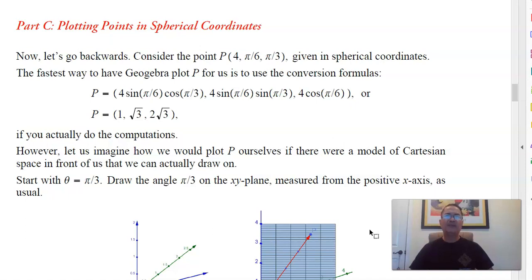In part A, we took a point in Cartesian coordinates, plotted it, and then described how you get rho, phi, and theta. This time, what if you're already given rho, phi, and theta in that order? Of course, the fastest way to plot this in GeoGebra is to use the conversion formula. Everyone knows these two famous angles, so this will be the point in Cartesian coordinates. You can be really super lazy and just type this in GeoGebra, and it will spit this out for you, approximately, of course.